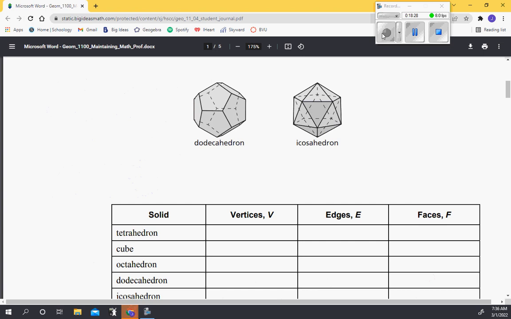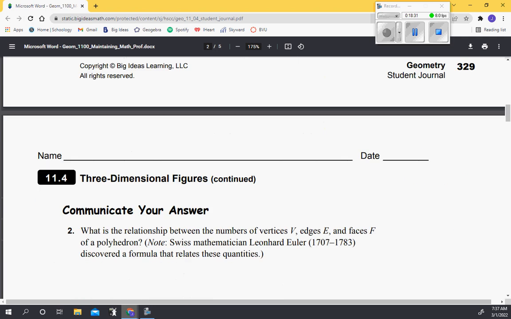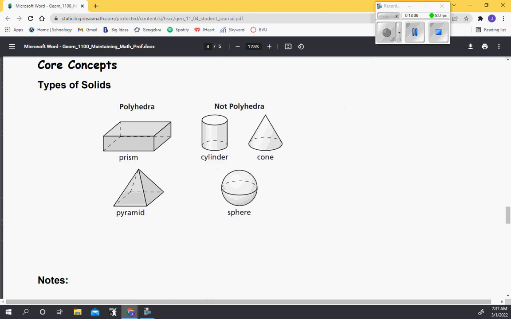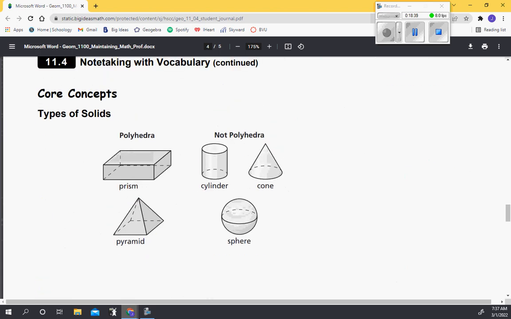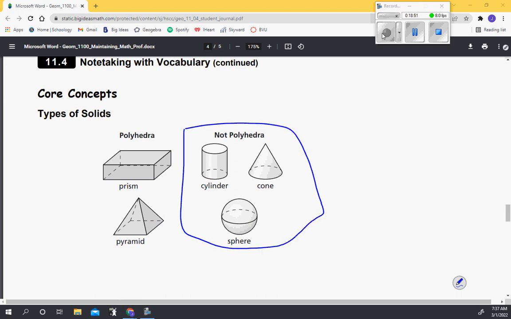Okay. We're going to skip that last one. We're going to get into some extra practice here. Types of solids. There are polyhedra and not polyhedra. The way I think about it, any round object, cylinder, cone, or sphere, is not a polyhedron. Anytime we have a polygon as our base, here we have a square as our base, or a triangle, or a rectangle, or a pentagon, hexagon, then it is a polyhedron.